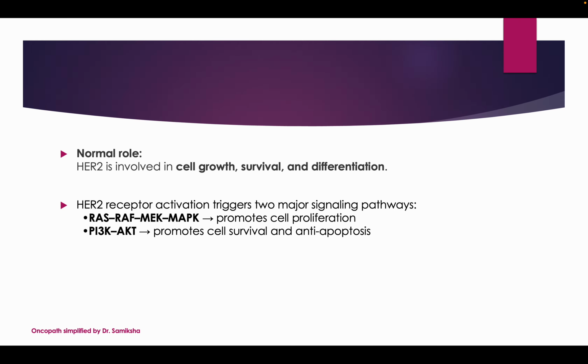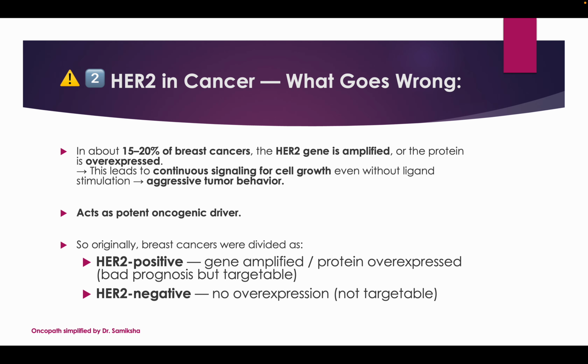So because of this, HER2 is involved in cell growth, survival and differentiation by triggering the 2 major signaling pathways in the cell cycle. That is, we have the MAPK pathway which promotes cell proliferation, and then we again have the phosphoinositol kinase pathway which promotes cell survival, and it also acts as an anti-apoptotic pathway.